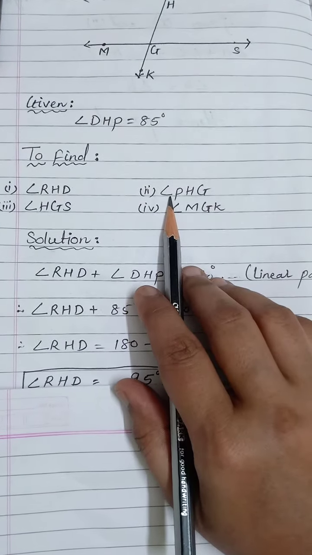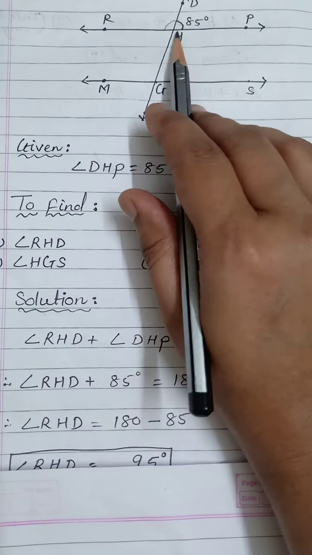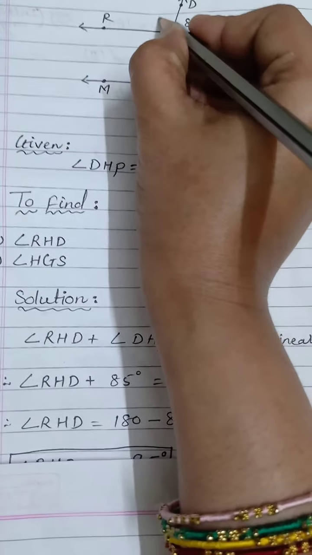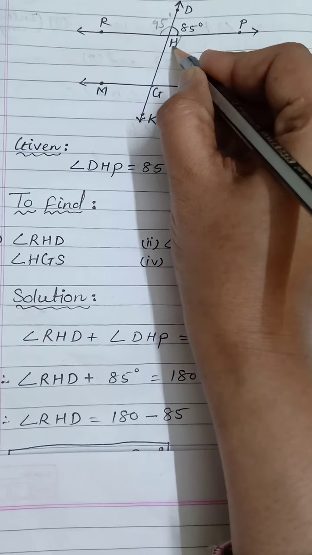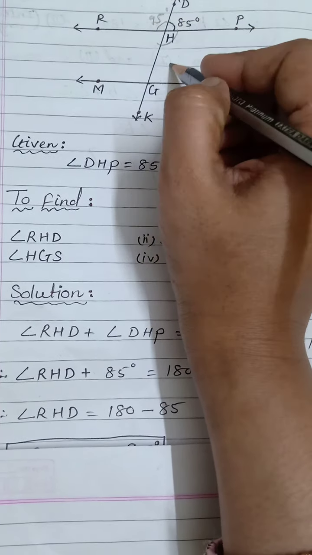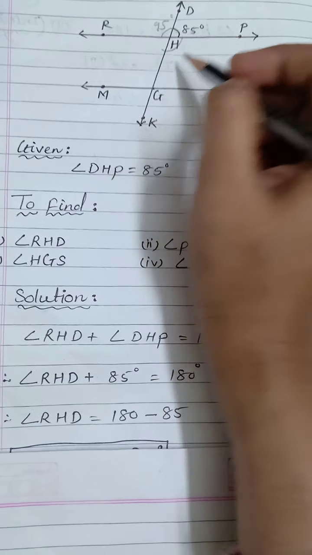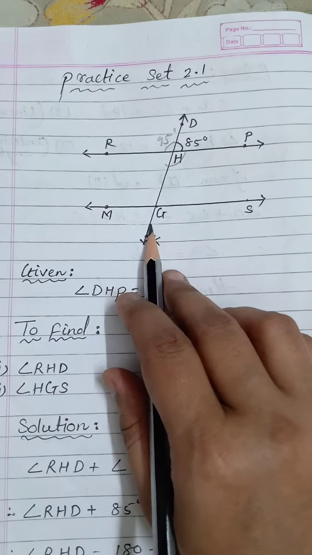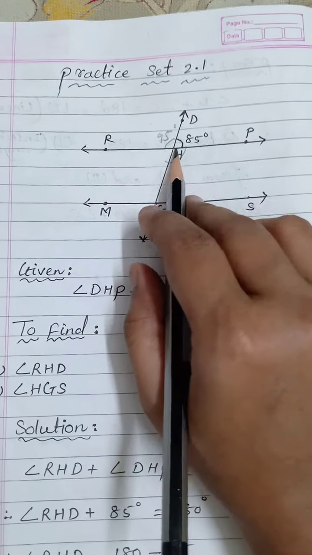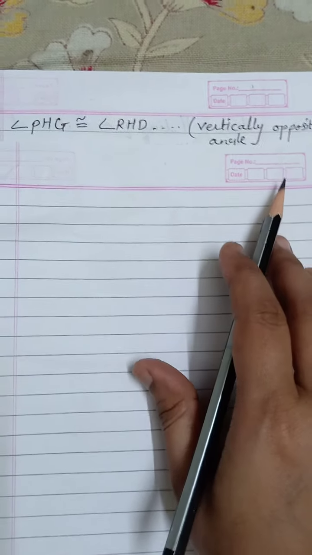Now we have to find the second sub question, that is PHG. This angle PHG, already we know that it is 95 degree. PHG is nothing but the vertically opposite angle of this RHD, and we know that vertically opposite angles are congruent. So we can say that. Here we will take angle PHG is congruent to angle RHD because of vertically opposite angles. These two angles I have taken, that is vertically opposite angles.